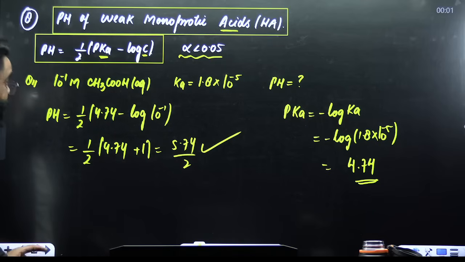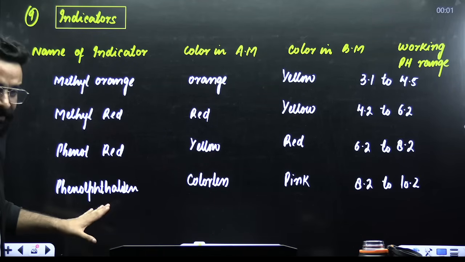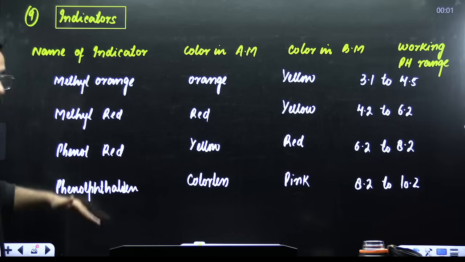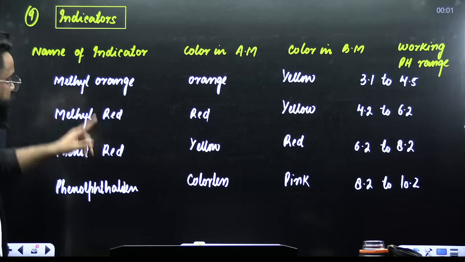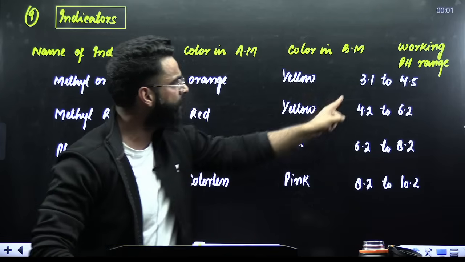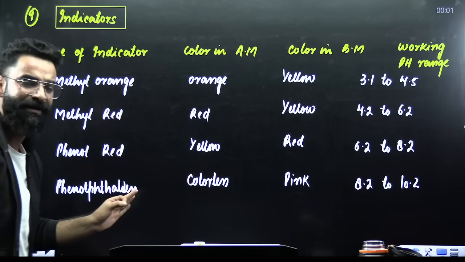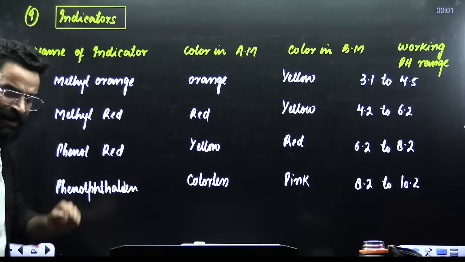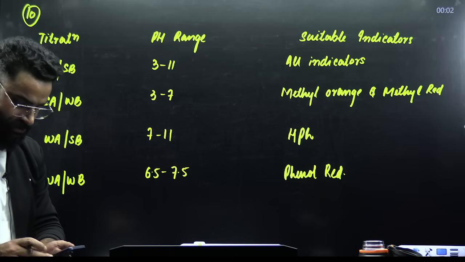Again, simple and basic stuff. My dear students, there can be memory-based questions based on indicators. There are 4 indicators which you have to remember: methyl orange, methyl red, phenol red, and phenolphthalein. You have to remember their color in acidic medium, their color in basic medium, and their working pH range as well. Anything can be asked from this table as a memory-based question. There is one more table from which you can get a question.